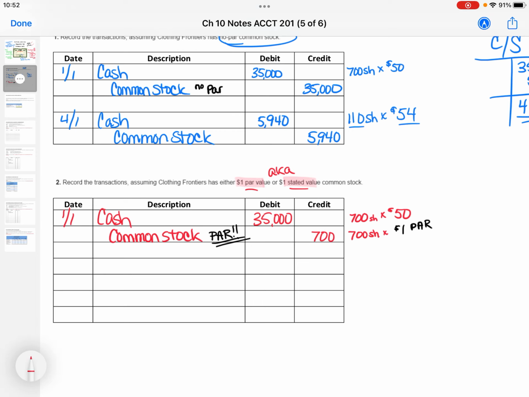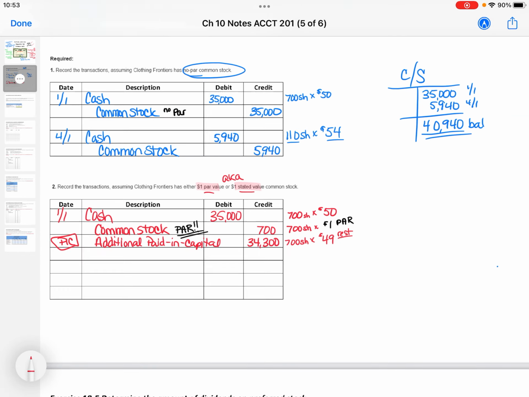So then how do you balance this out? So obviously I have $49 difference here. This is just, we'll call it the rest. So 700 shares times $49, which is the 50 minus $1. This will go into a new account called additional paid in capital. And guess what I'm going to call it from here on out? PIC, okay? PIC. Much easier. $34,300. So my entry balances.